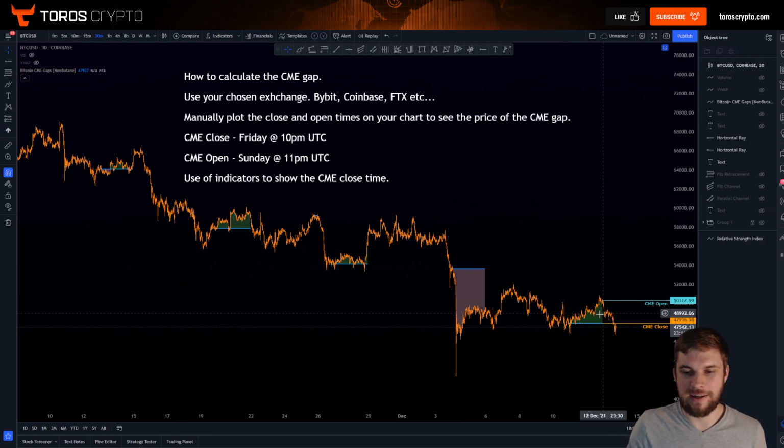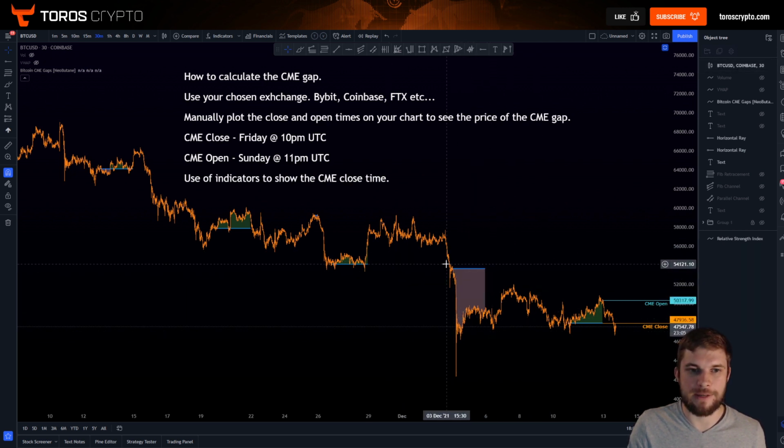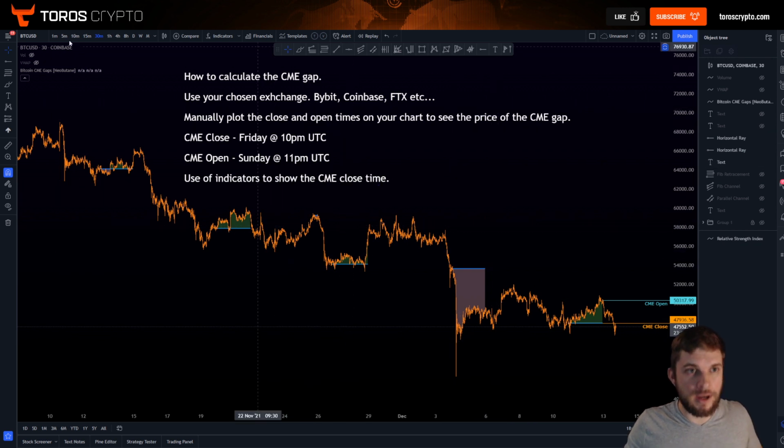You can see these green gaps are when price is trading above the gap, and obviously these red ones are when price has been trading below the gap. So this whole period here is when the CME market is closed.